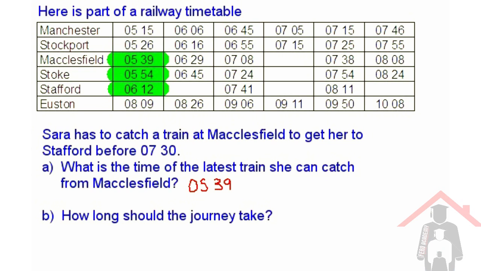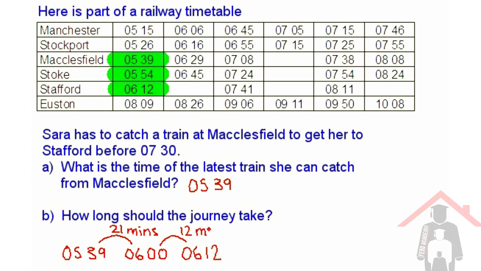For the second part of this question, we can now see that her journey starts at 5:39 and finishes at 12 minutes past 6. From 5:39 to 6 o'clock is 21 minutes. From 6 o'clock to 12 minutes past 6 is 12 minutes. So her total journey time is 21 minutes and 12 minutes, which is 33 minutes.